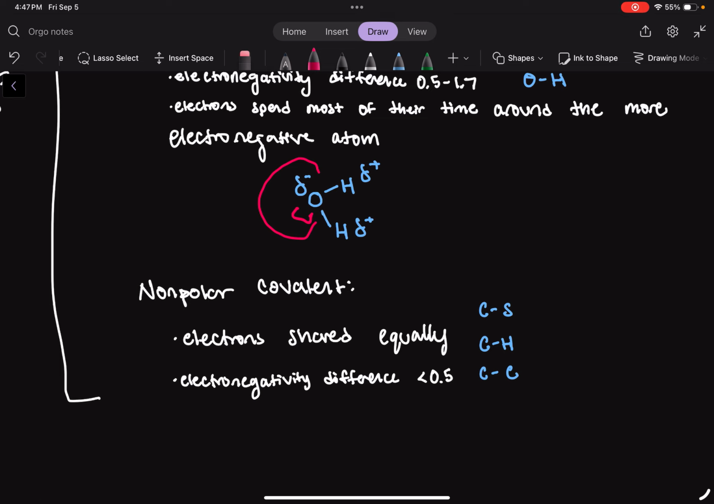And last but not least, we get into nonpolar covalent bonds. This is where electrons are shared equally, or mostly equally. And so the electronegativity difference here is going to be just less than 0.5. So here we get into all the bonds that are like oxygen-oxygen, carbon-carbon, which those are for sure nonpolar because electronegativity difference there is 0. But we've also got carbon-hydrogen and carbon-sulfur, that type, where it's just slight electronegativity difference.